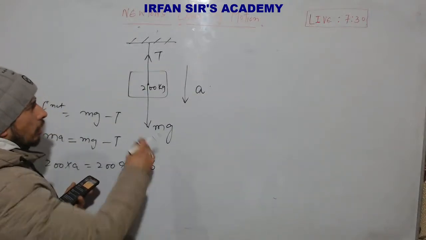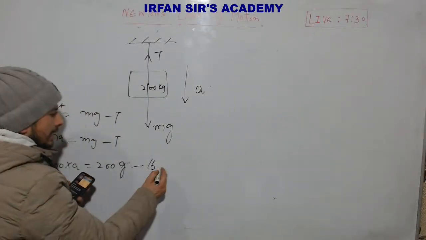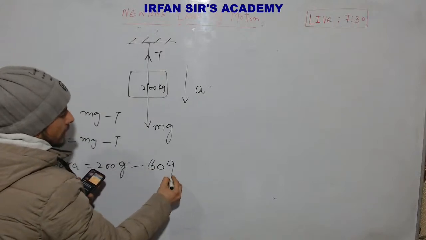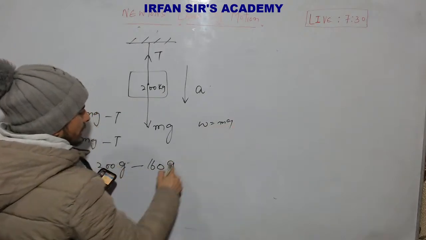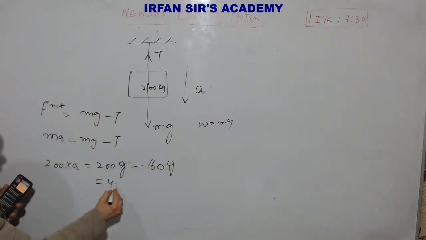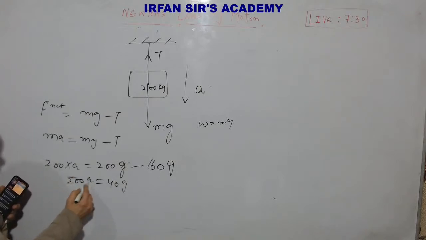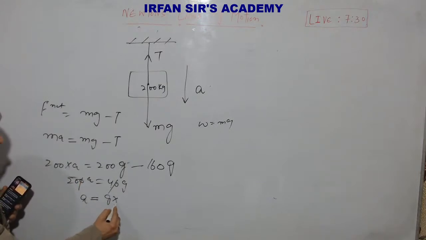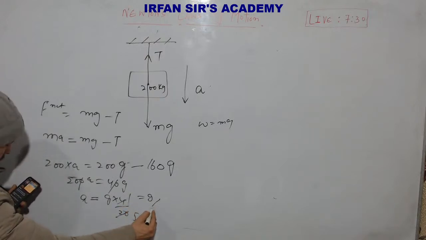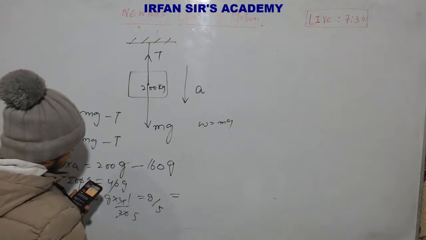Breaking strength means the maximum force that you can apply. That is 160 kg weight, meaning W equal to mg. Mass is 160 and acceleration is g. So it will be equal to 40 g. This is 200. A 10 will cancel out. Acceleration will be equal to g into 4 upon 20, which is g upon 5.